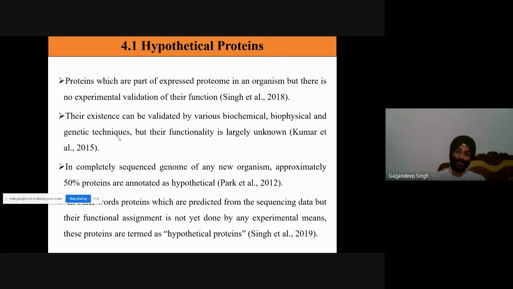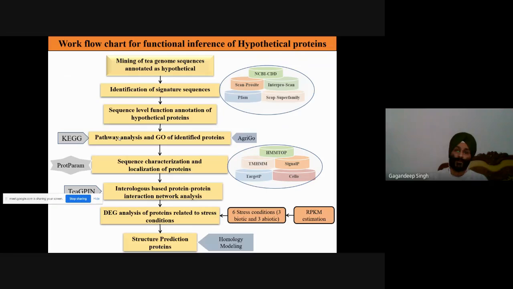And finally, how many proteins, how many genes are there which are in the hypothetical category? For every newly sequenced organism, 50% of the data is uncharacterized and 50% is characterized. For characterized data, we can easily find the function. But for uncharacterized data, what will we do? We have to characterize that data which is hypothetical.